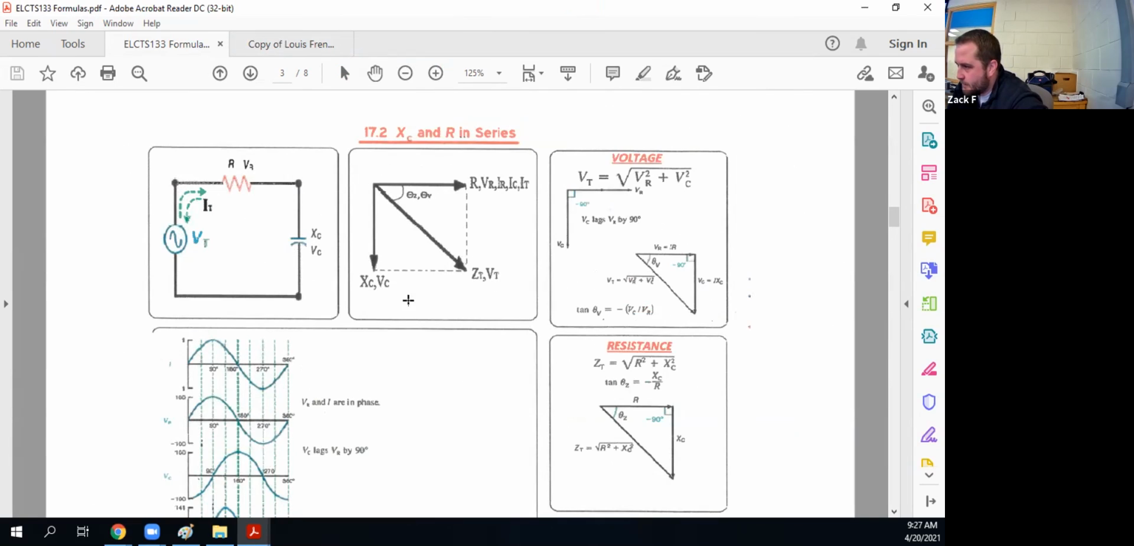Your phasors are right here. Your resistance, your resistive voltage, your resistive current, your capacitive current, and your total current are all in phase with this zero line. Capacitive reactance and capacitive voltage are 90 degrees out of phase, and your impedance is solved by putting those phasors in a triangle. It's this long phasor right here at a diagonal.